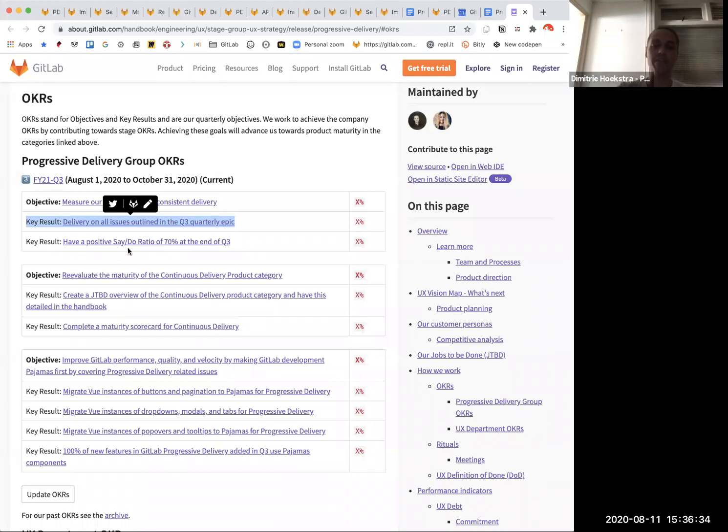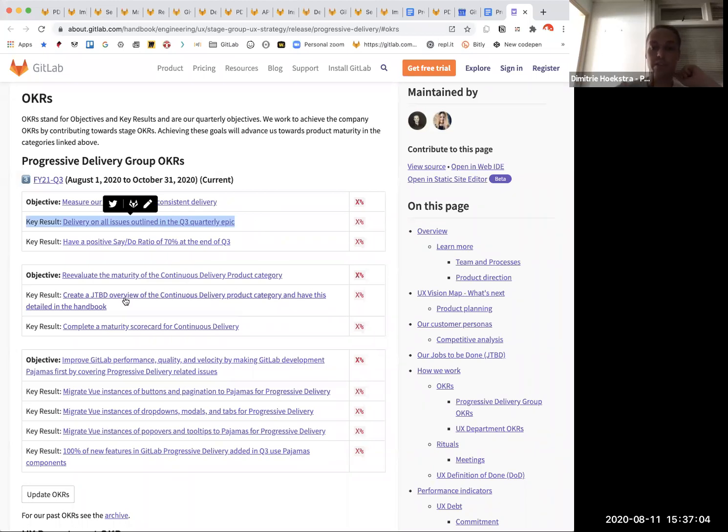Then there's having a positive say-do ratio, which is related to that. It's an engineering KPI measured at the end of Q3, and then we can say, did we arrive at the destination of 70%, yes or no? That was an idea given by Nicole, who is the front-end engineering manager. That makes up the first OKR. Not much else to do there, except following our product development roadmap as best we can.